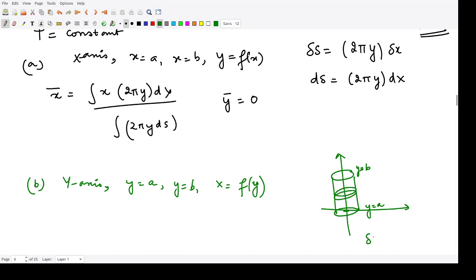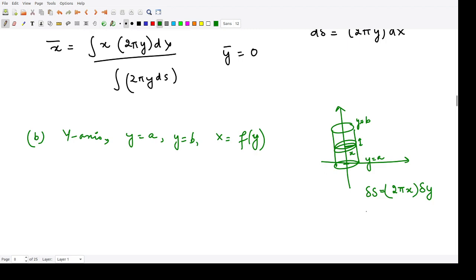So in this case, what would be delta s? That would be 2 pi r, the circumference of this. So r would be this length. This is x. And what is this displacement? This is delta y. So this displacement is delta y. So we have ds to be 2 pi x dy. So this is the value of ds.